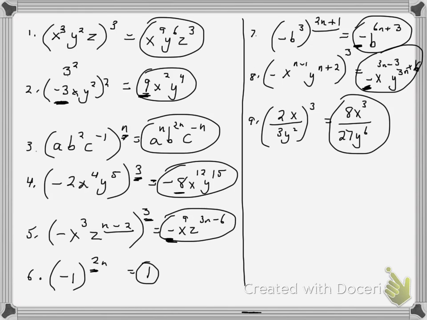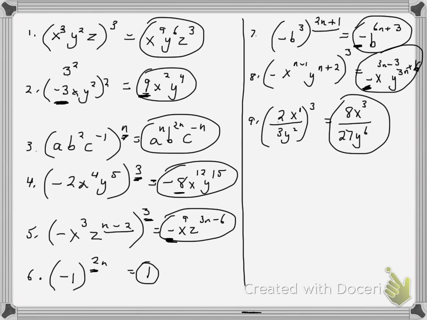Okay, now for the next one, we're going to cube everything. We're going to follow our exponent rules. So 2 cubed is 8, and x cubed is x cubed. The 1, that's the same as 1 times 3. 3 cubed is 27, and y, multiplying exponents, to the 6th.